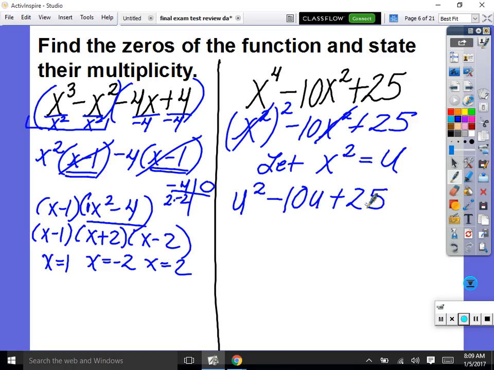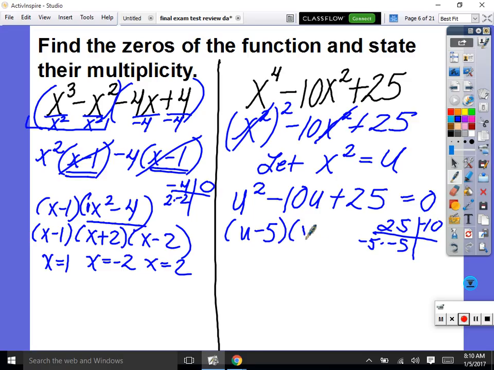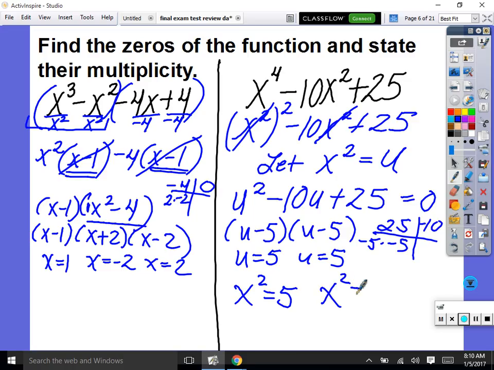Now it's a quadratic, so we can solve the quadratic by factoring. So what multiplies to be a times c, what multiplies to be 25, and adds up to be negative 10? Won't it be negative 5 times negative 5? So this factors to be u minus 5 times u minus 5. So u equals 5, u equals 5, correct? Now those aren't our solutions because that's u. We need x. So remember, x squared equals u, so x squared equals 5, and x squared equals 5 again.